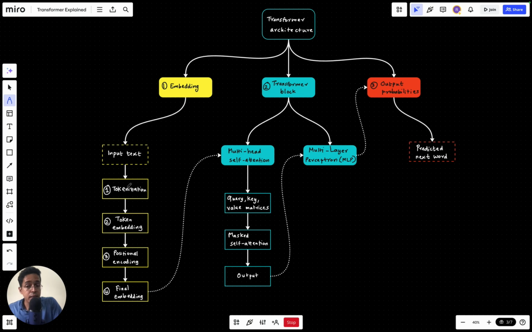So first is tokenization, where the sentence is split into words. Then the token embedding is done, where the English words are converted into a 768 dimension vector. Then positional encoding is also added to the token embedding to produce the final embedding.